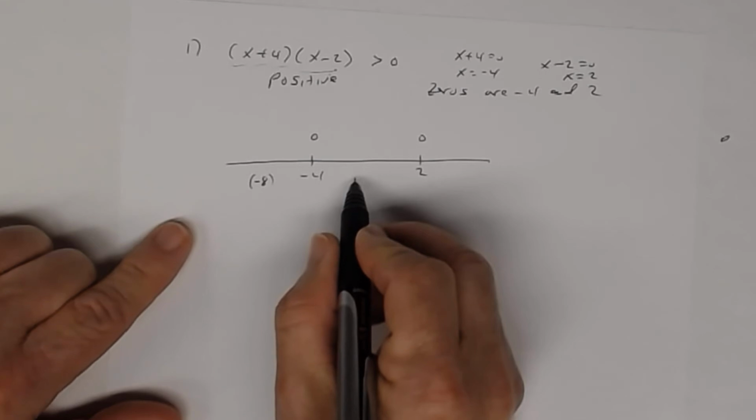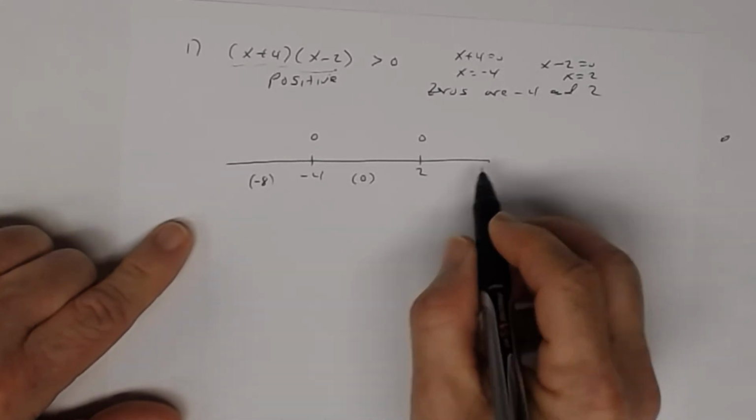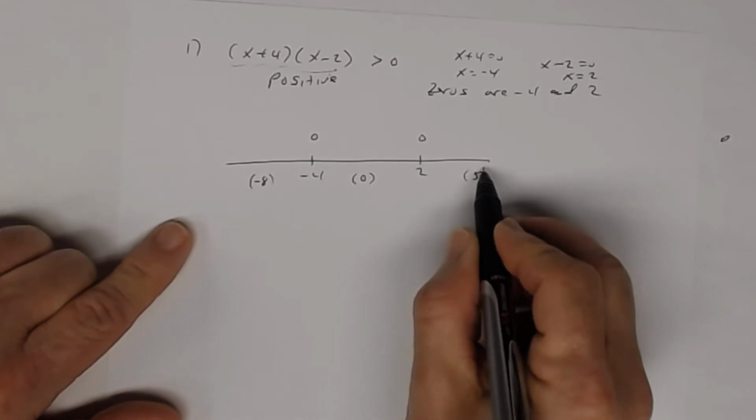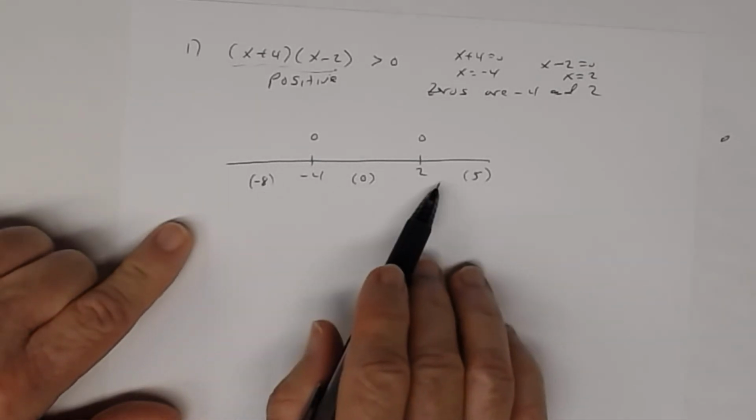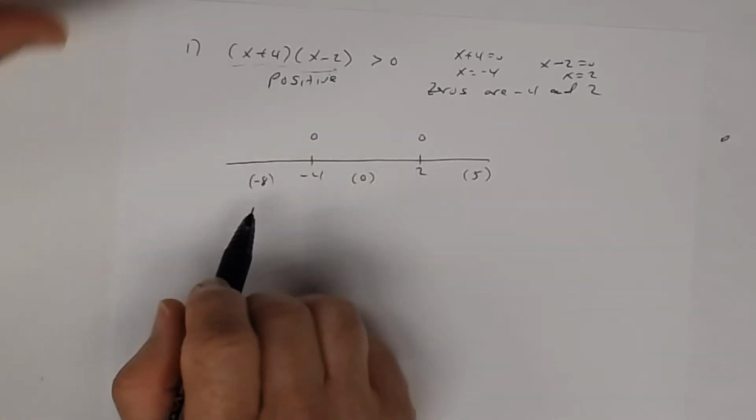Pick a test point here. So let's say the test point is 0. Pick a test point here. Let's say it's 5. So we're going to use those test points. We're going to substitute it into this product right here, into these factors.